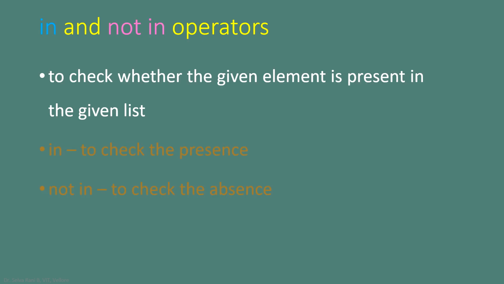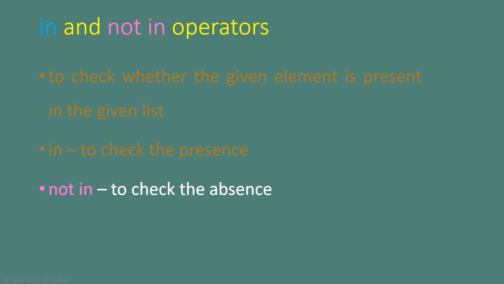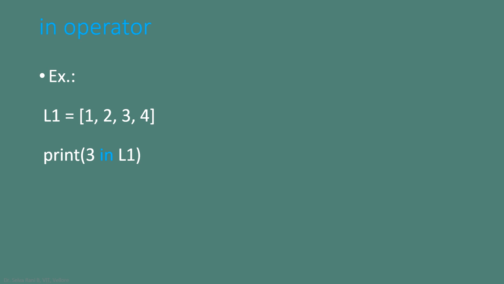Next, membership operators: in and not in. They help us to check whether the given element is present in the given list or not. So in is used to check the presence of an element, whereas not in is used to check the absence of an element. For example, L1 = [1, 2, 3, 4], and if we check whether 3 in L1, yes, it is true. This statement will return True on your screen. If we check 5 in L1, no. So we'll be getting False as output.